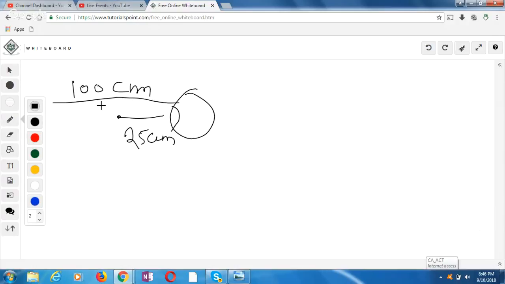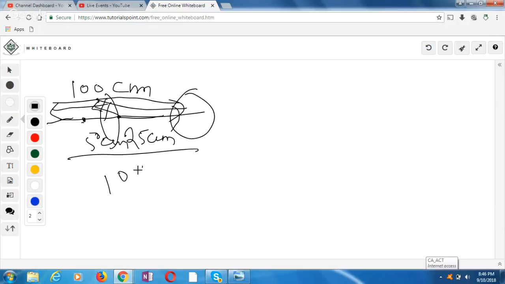So see what happens. Suppose I use a convex lens here, and an object is kept at 50 centimeters here. After image formation from this convex lens, the new u from this human eye should be 100 centimeters. If it is not 100 centimeters, the image formation from the human eye would not happen on the retina.